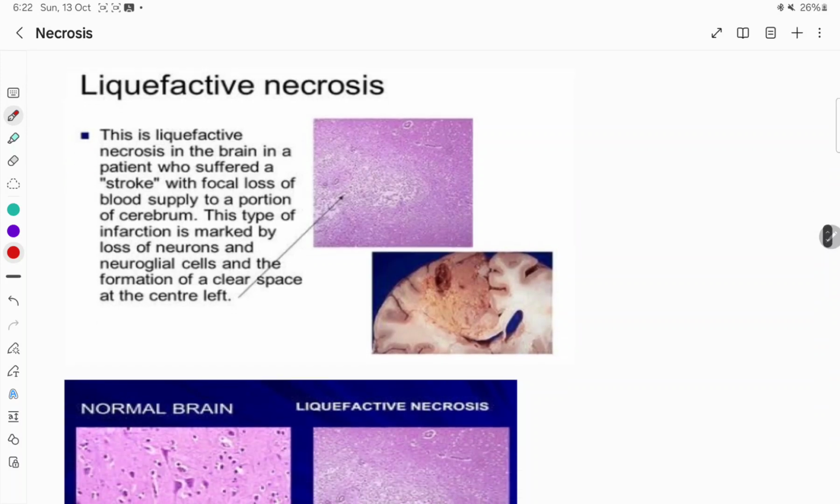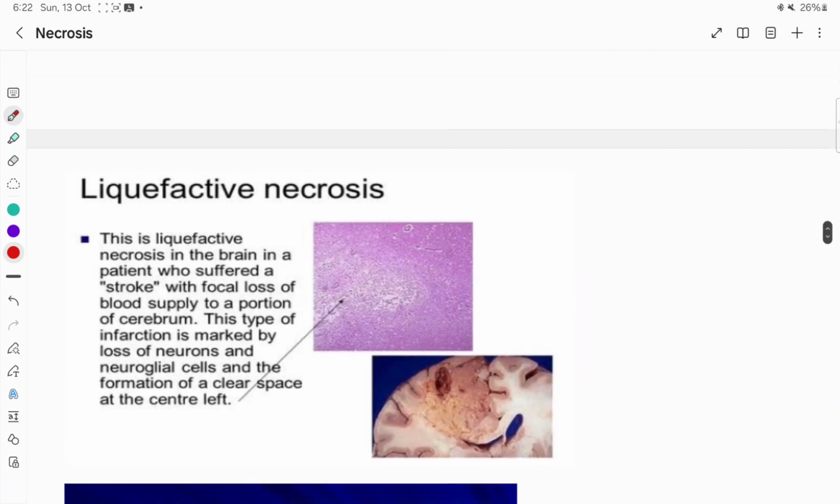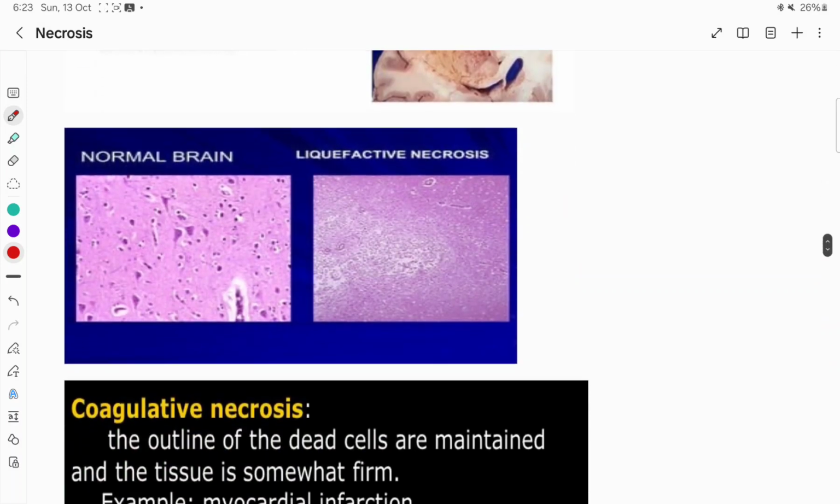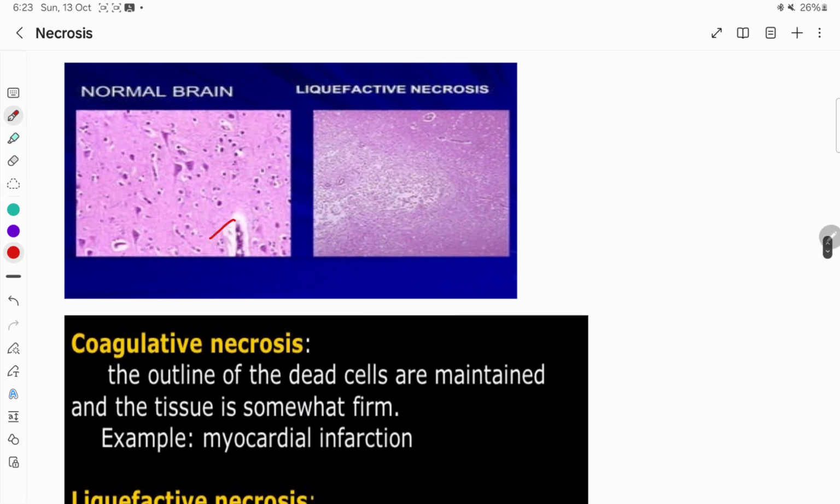So the second most common type of necrosis is the liquefactive necrosis, and we can call it wet necrosis, and the coagulative necrosis dry necrosis. Mostly the brain is affected, the neurons and neuroglial cells are dead in this type of necrosis. So this is normal brain and this is liquefactive necrosis.